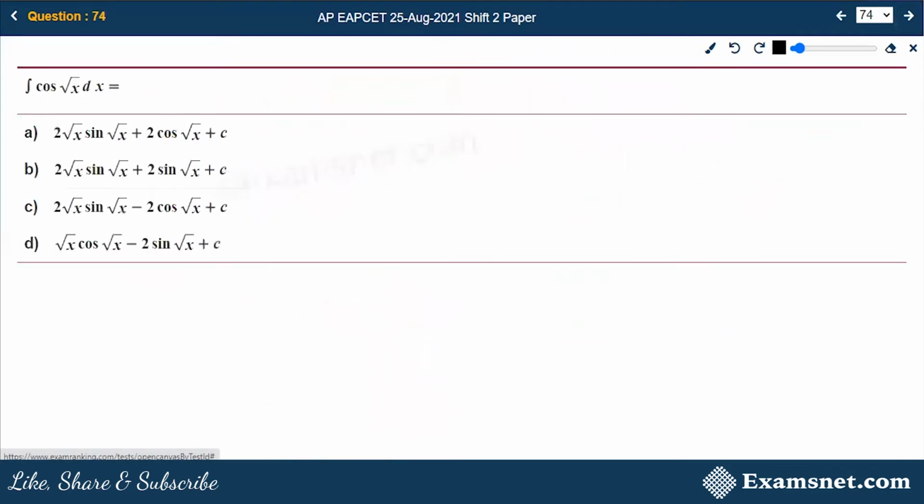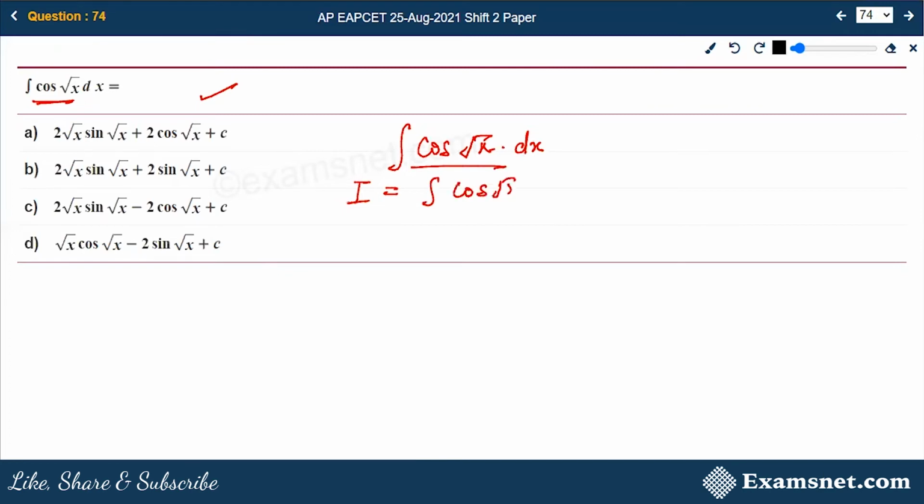Next question, question number 74. You are given integral of cos root x dx is equal to, this is an easy thing, right? It looks easy, but it will take some time. You have to find out the integral of cos of the square root of the variable x, dx. For this question, I will put this whole thing equal to some I.